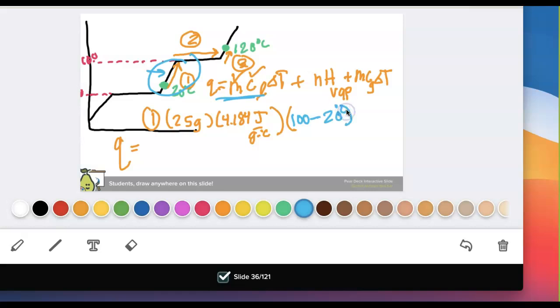Now, I want to focus on units. Grams cancel. Degrees Celsius cancel. And you'll be left with joules. I'm not going to calculate it out yet. I'm just kind of showing you because there's going to be an issue.